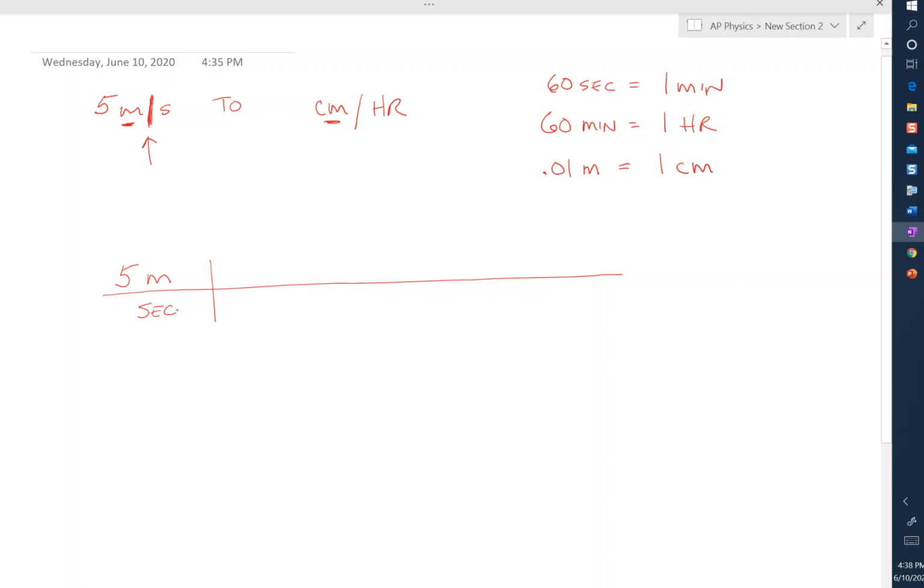So let's convert the time first. We're trying to get to hours. So I see that I have seconds, so I'm going to use this conversion factor first. And I want to cancel out the seconds. So I'm going to put that on top, 60 seconds. I put it on top because I want the seconds to be able to cancel out. Don't put 1 minute on top, then I can't cancel the seconds out.